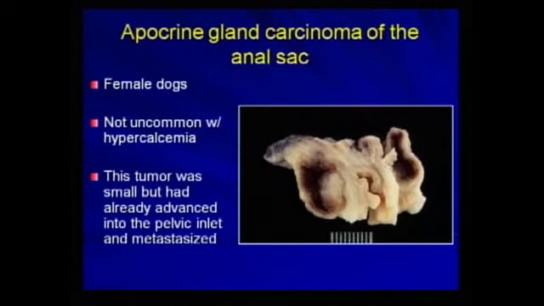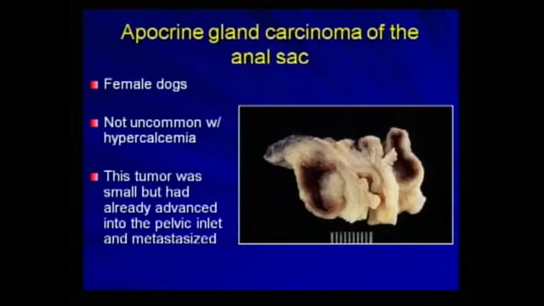Now, that's not the only neoplasm that we see in the perianal region. That is the most common. The other neoplasm that we have to be concerned about, but one that we see more commonly in female dogs, is a neoplasm that arises from the apocrine glands that line the anal sac.